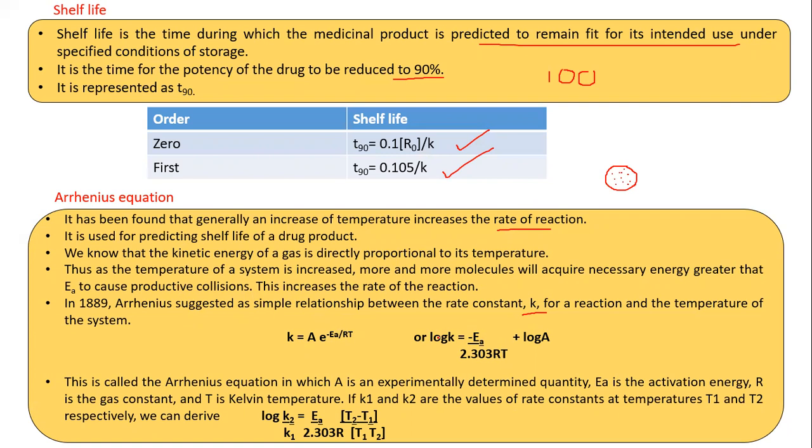Also in the log form, it is log K equals minus Ea by 2.303 RT plus log A. Also, it can be found at two different rate constants, K1 and K2, at respective temperatures of T1 and T2. Then the expression changes to this form. I'm sure you must have definitely seen this formula earlier and solved some numericals in your lower classes based upon the Arrhenius equation and the reactions occurring at two different temperatures to find out the rate constant of a particular reaction.